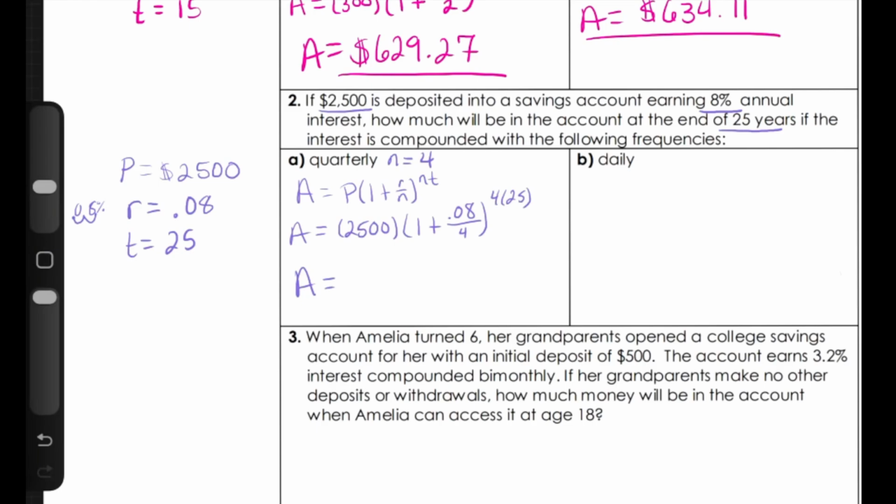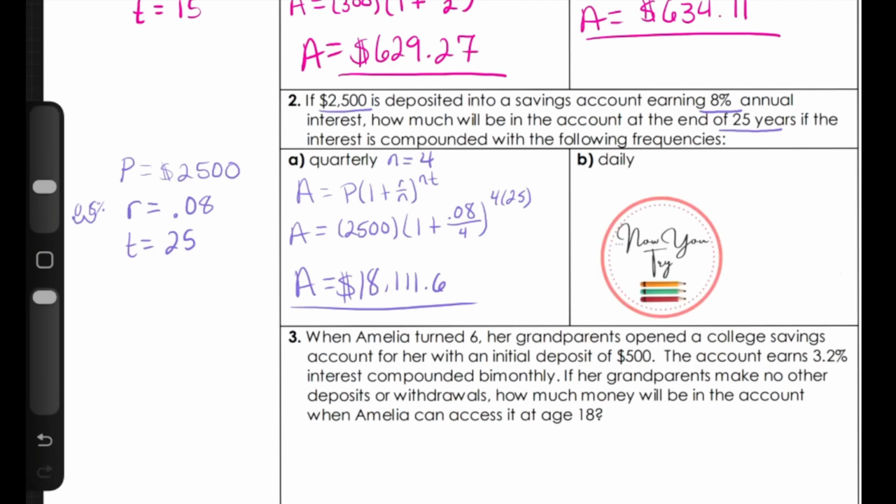Now, after sticking all this into our calculator, I ended up with 18,111.6. Okay, perfect. Now, I want you guys to go ahead and try B for number 2 and number 3 all by yourselves. I know you guys got it. Good luck, and pause the video.